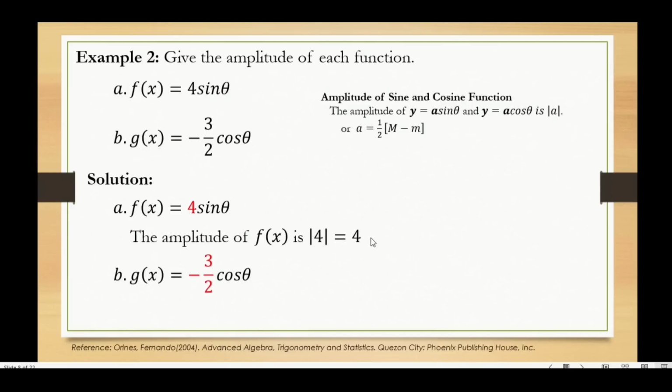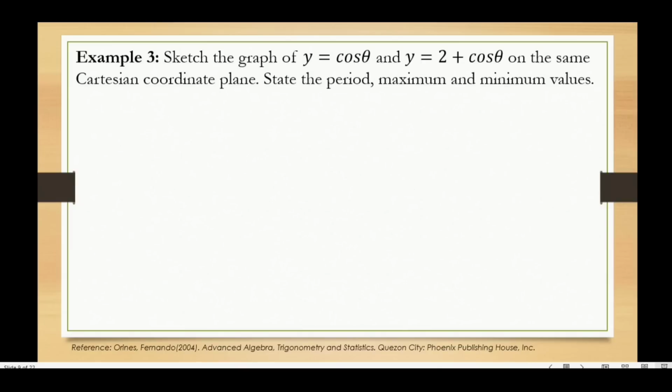And for letter B, which is negative 3 over 2, yung value ng A natin, so, the absolute value of negative 3 over 2 is 3 over 2. So, madali lang kunin yung amplitude kasi meron tayong formula na gagamitin. Okay. Next, sketch the graph of y is equal to cosine theta and y is equal to 2 plus cosine theta on the same Cartesian coordinate plane. So, state the period, maximum, and minimum values.